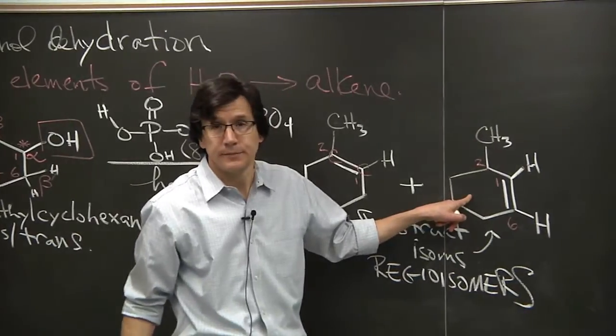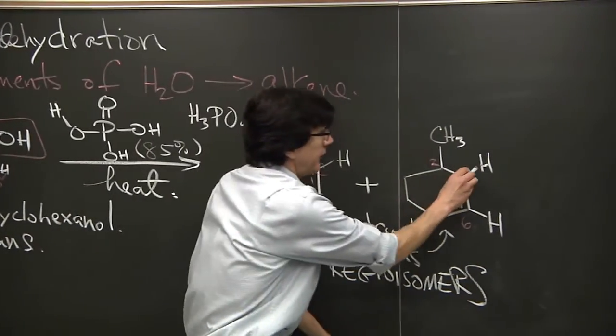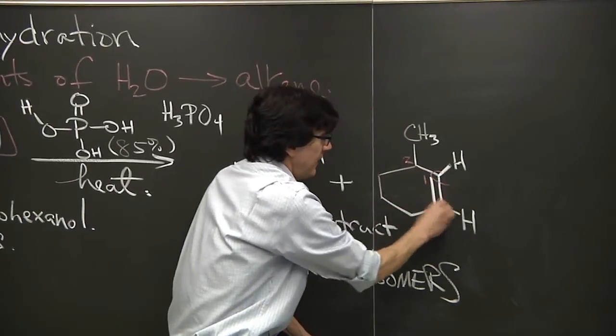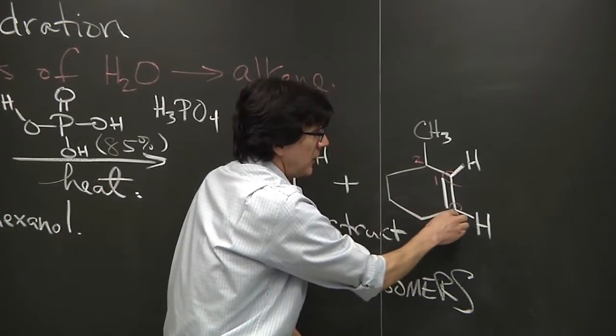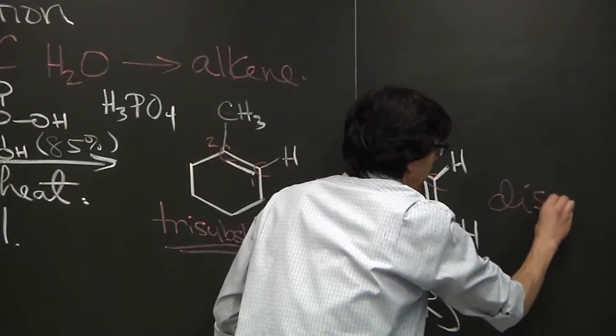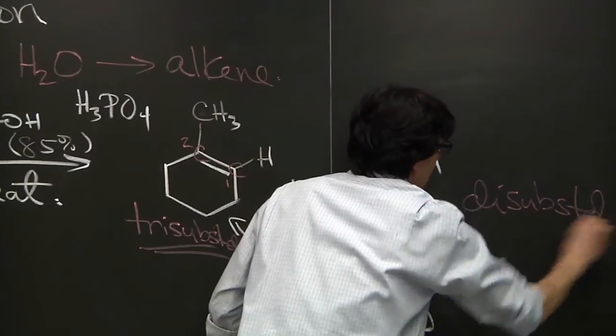How about this one? Well, this carbon has 1 non-hydrogen thing. The other one's hydrogen. This carbon has 1 non-hydrogen thing. This one's hydrogen. So this would be a di-substituted alkene.